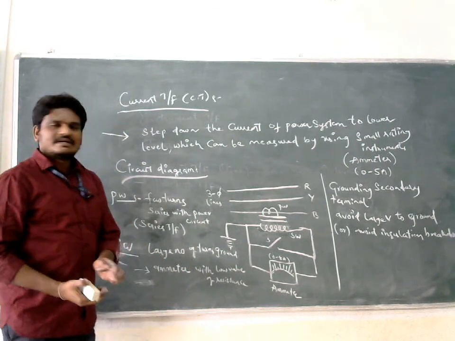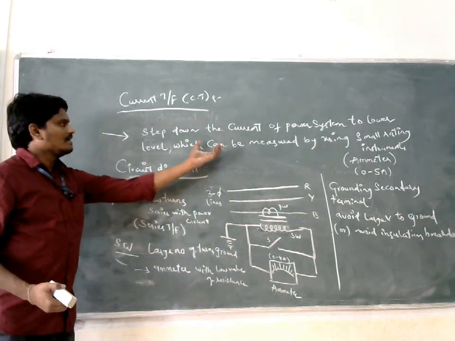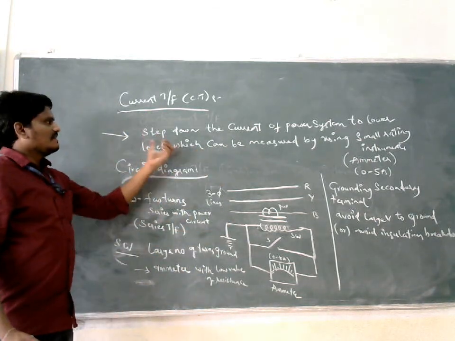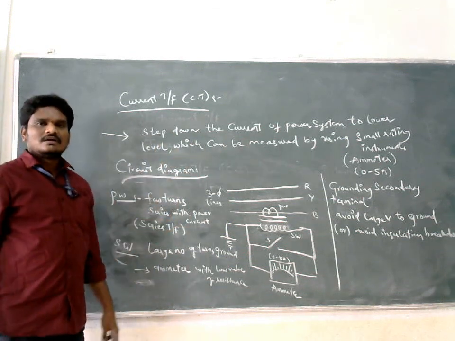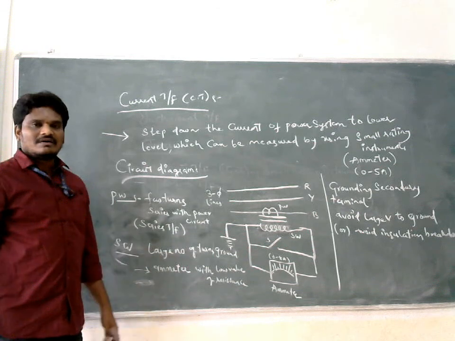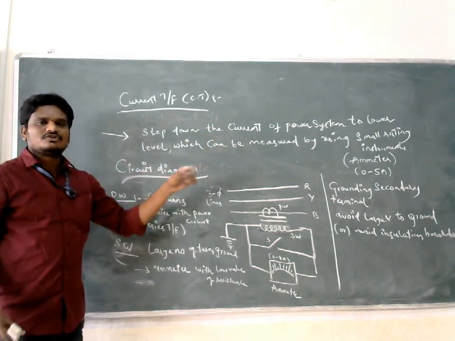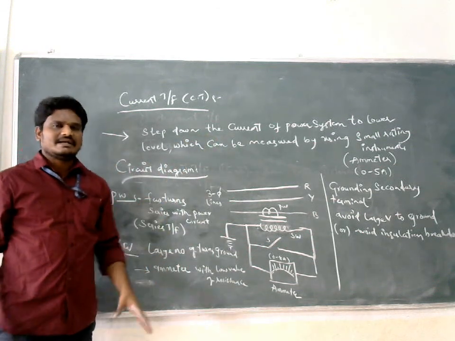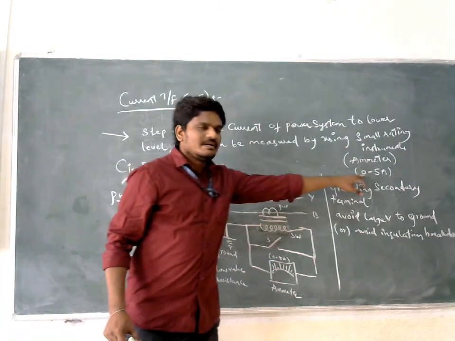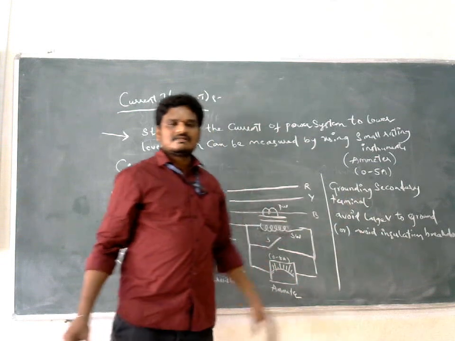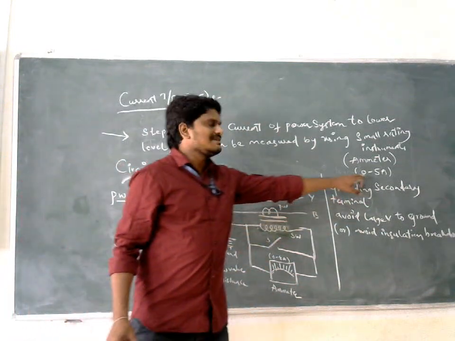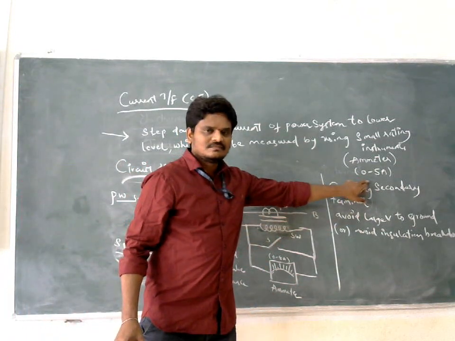These are the parameters we need to discuss regarding a current transformer. What is the basic definition of a current transformer? To step down the current to a lower level, where the low value of current should be measured by using a small rating ammeter, where the rating of the ammeter is given as 5 amps. It is called the secondary burden of CT.